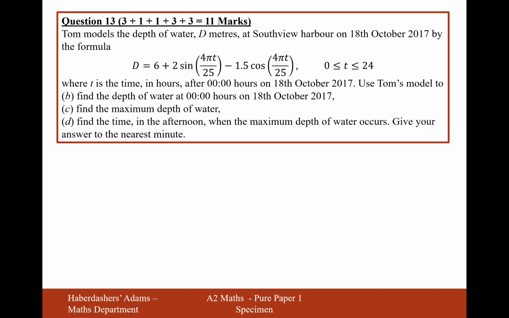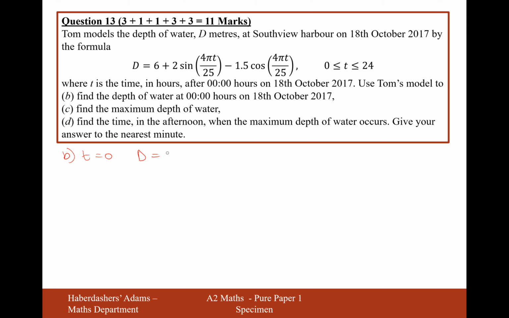So Tom models the depth of water, d meters, at Southview Harbour on the 18th of October 2017 by the formula d equals 6 plus 2 sine (4 pi t over 25) minus 1.5 cos (4 pi t over 25), where t is the time in hours after midnight on 18th of October 2017. Use Tom's model to find the depth of the water at 0000 hours. So what that means is just plug in t equals 0.